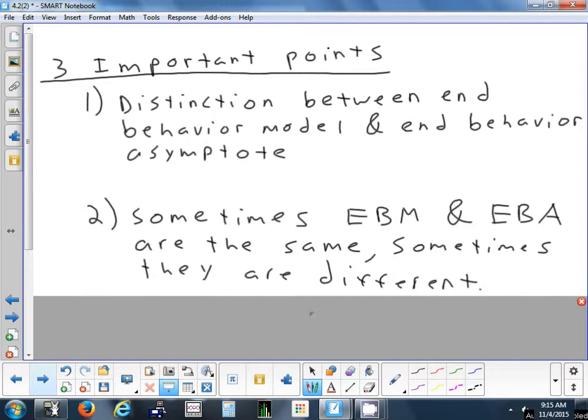Okay, sometimes the end behavior model and end behavior asymptote could be the same. Sometimes they're different. Right? As long as you know how to find each one, it doesn't really matter if they're the same or different. I'm never going to ask you that question. Right? I just want you to understand the difference in how you find them. Any question on the difference in the steps to finding the EBM or EBA? Okay, and it'll be very clear on a test which one I want. I'd never ask you a question saying, find the end behavior. That's vague. End behavior model or end behavior asymptote. I'll specify which one.